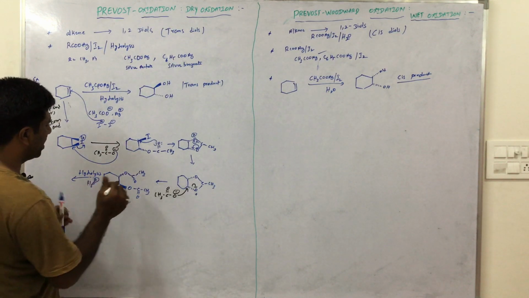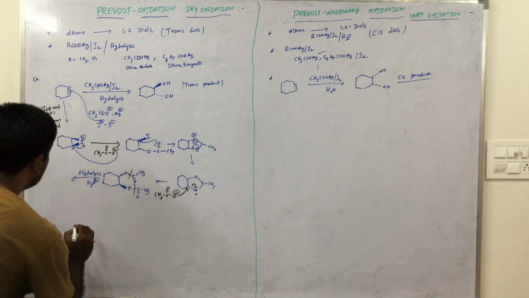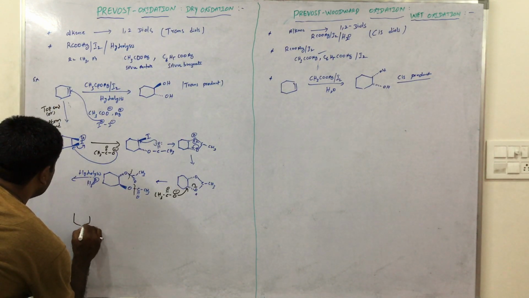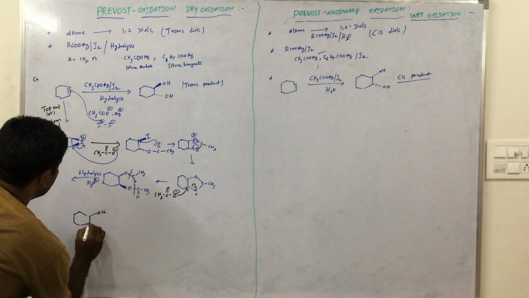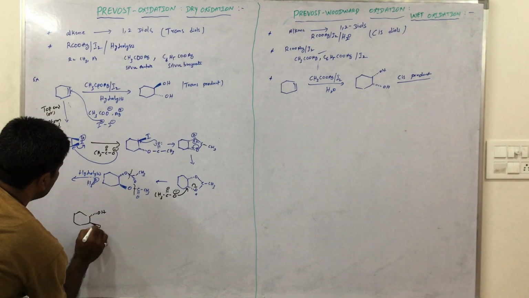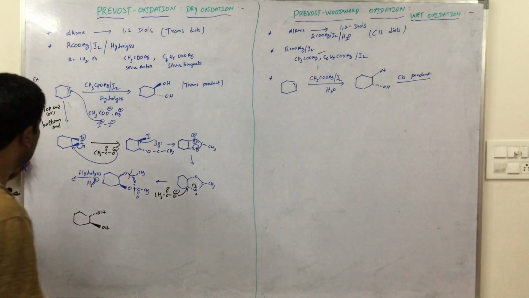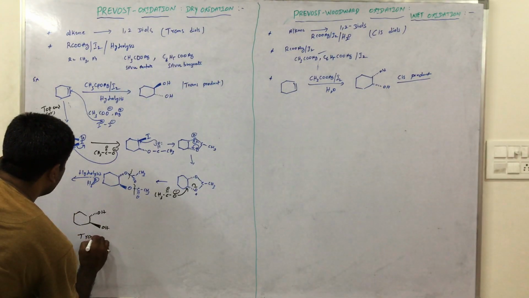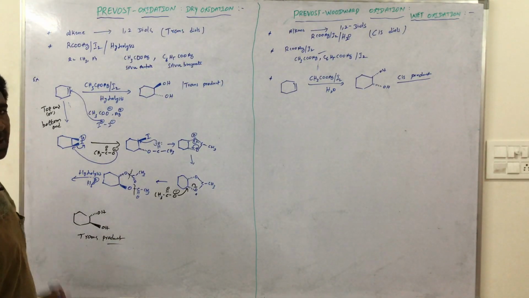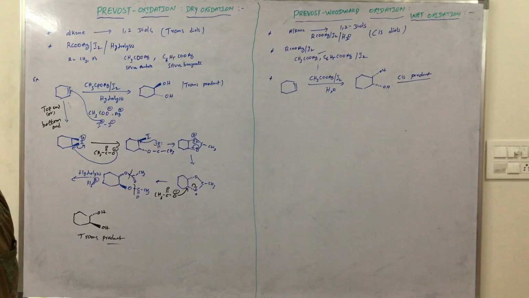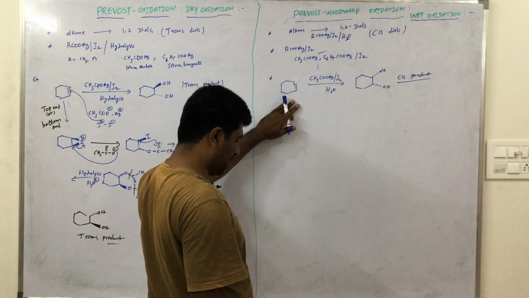Okay, now these two bonds break down. We get the product as we already mentioned. Dotted line OH means below the plane. Thick line OH is above the plane. This is the trans product. Right? Clear? Now for this one we take the same example.